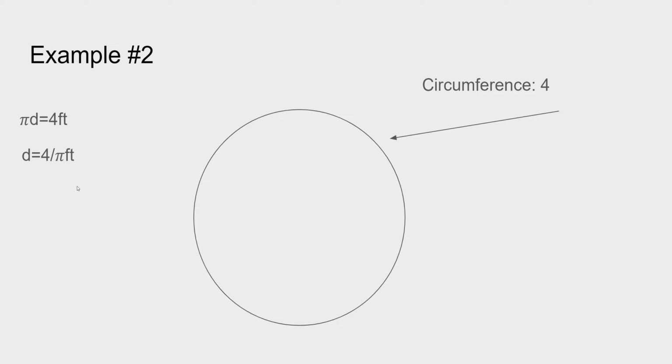Now, we would have to divide both sides of this equation by 2, or multiply it by 1/2, since we're trying to find the radius instead of the diameter, which is directly 1/2 of the diameter. So doing this, we know that the radius of this circle is 2 over pi.